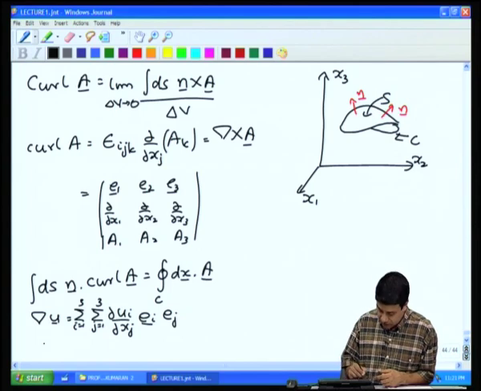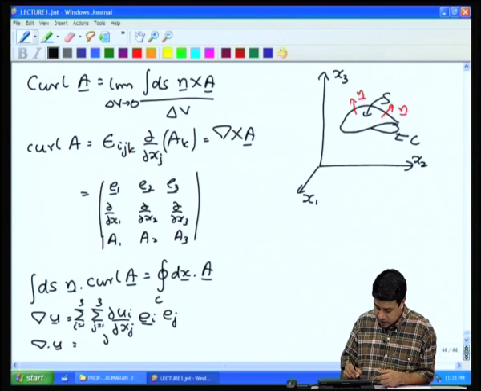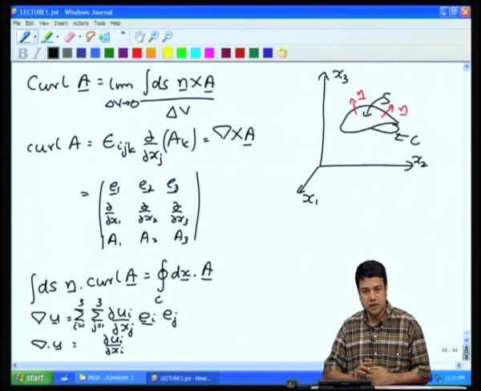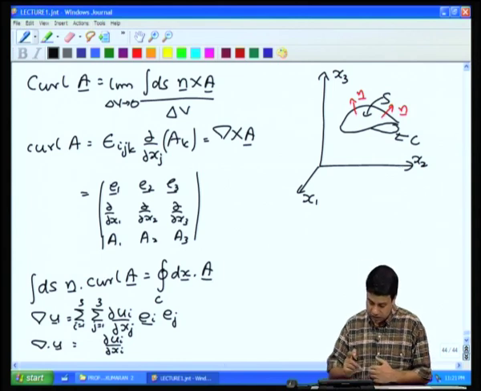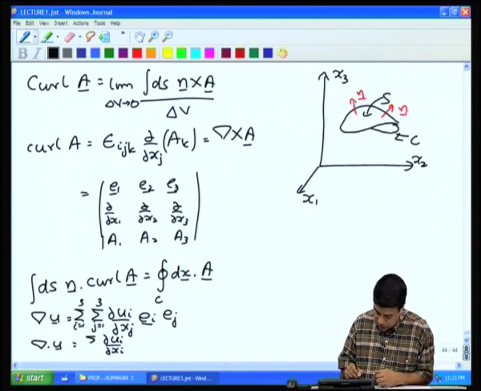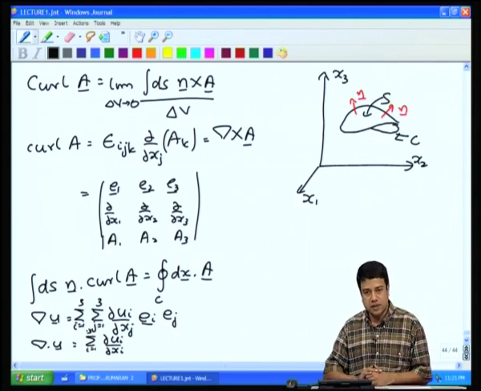On the other hand, if I have del dot u, I will write this as partial ui by partial xi. Del dot u is partial ui by partial xi. In this case, i is repeated, so there is no unit vector and there is only one summation. So, this is now a scalar, it is the divergence.